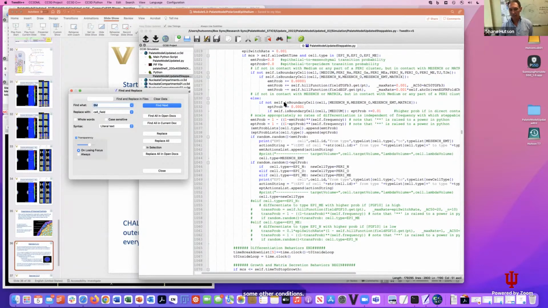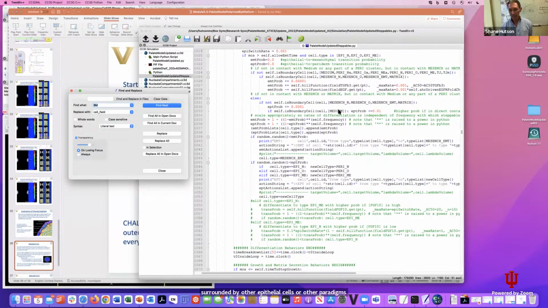So we have a not is boundary cell with one of these mesenchymal cell types. So it's not in contact with the mesenchymal cell type. Then maybe that epithelial cell will become a periderm cell. It's not in contact with the mesenchyme anymore. It's surrounded by other epithelial cells or other periderm cells.